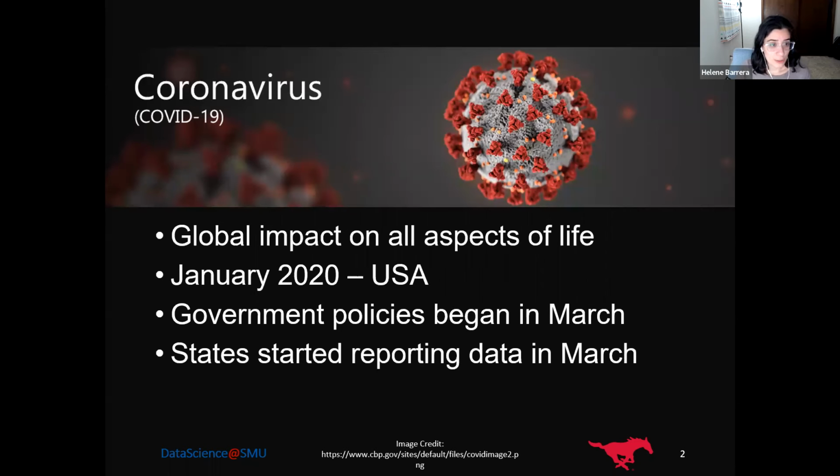So the coronavirus, as you probably know, began in late 2019 and spread to the US in January of 2020. It's had a global impact on all aspects of life. The US government began rolling out policies starting in March, and states began reporting data related to COVID-19 in March as well. However, we chose to start our analysis in July 2020 due to the incomplete and unreliable nature of the data prior to that time.